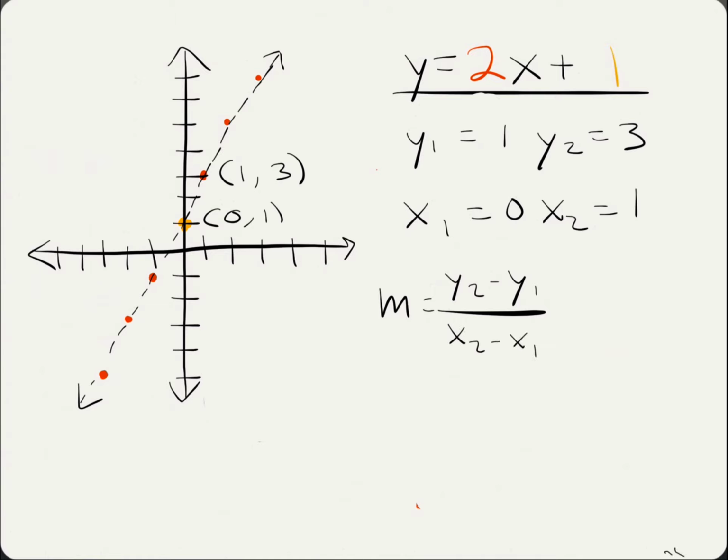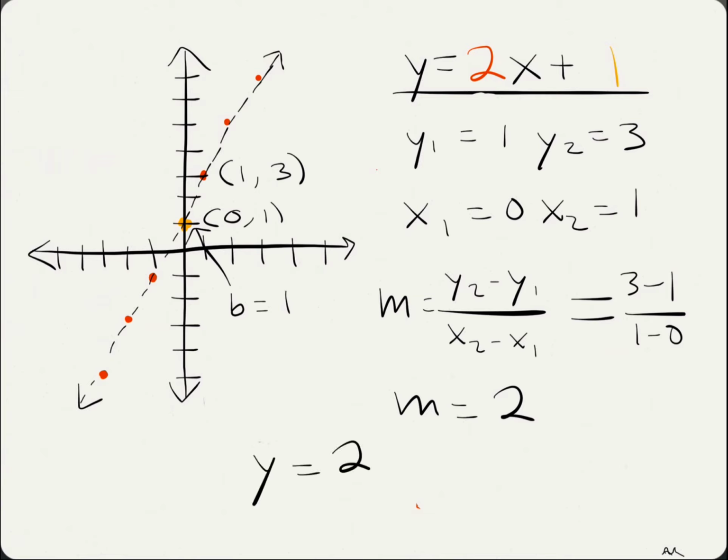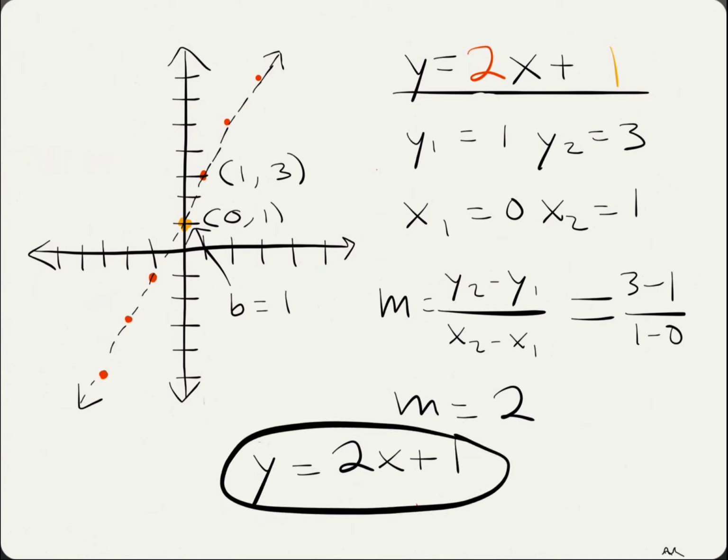Then we plug this into the equation y2 minus y1 over x2 minus x1, which equals 3 minus 1 divided by 1 minus 0. So the slope is going to be 2 over 1, which is 2. Then we know that the y-intercept is right here. B equals 1. So when we plug the b and the m into the slope-intercept equation, we get that y is equal to 2x plus 1. That's how you calculate the slope, and then you can use that and the y-intercept to find the slope-intercept form of this graph.